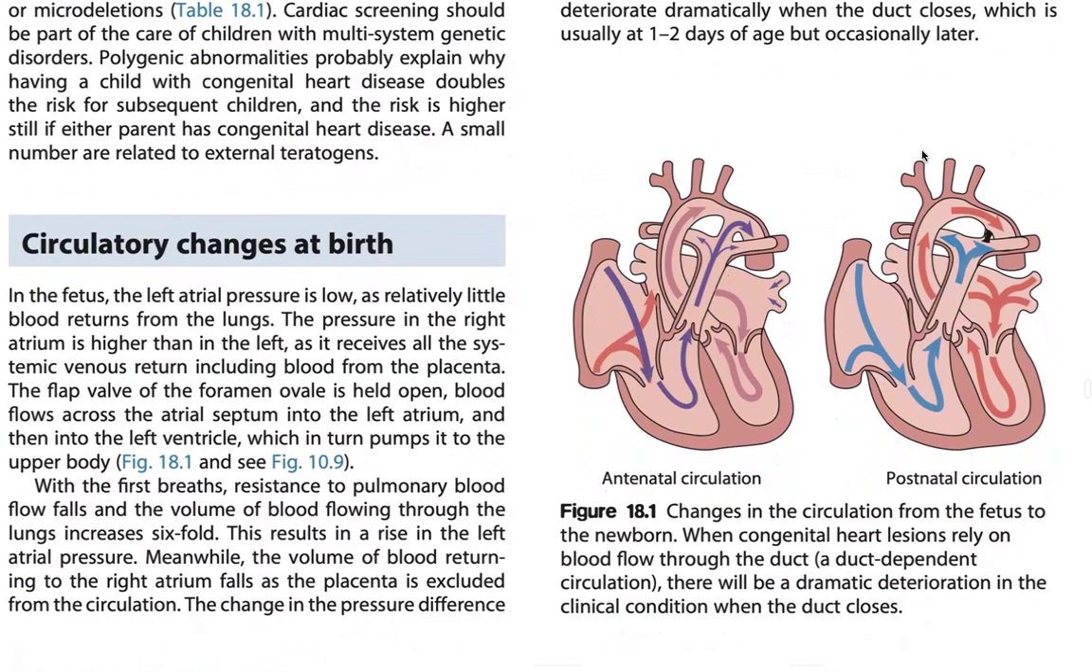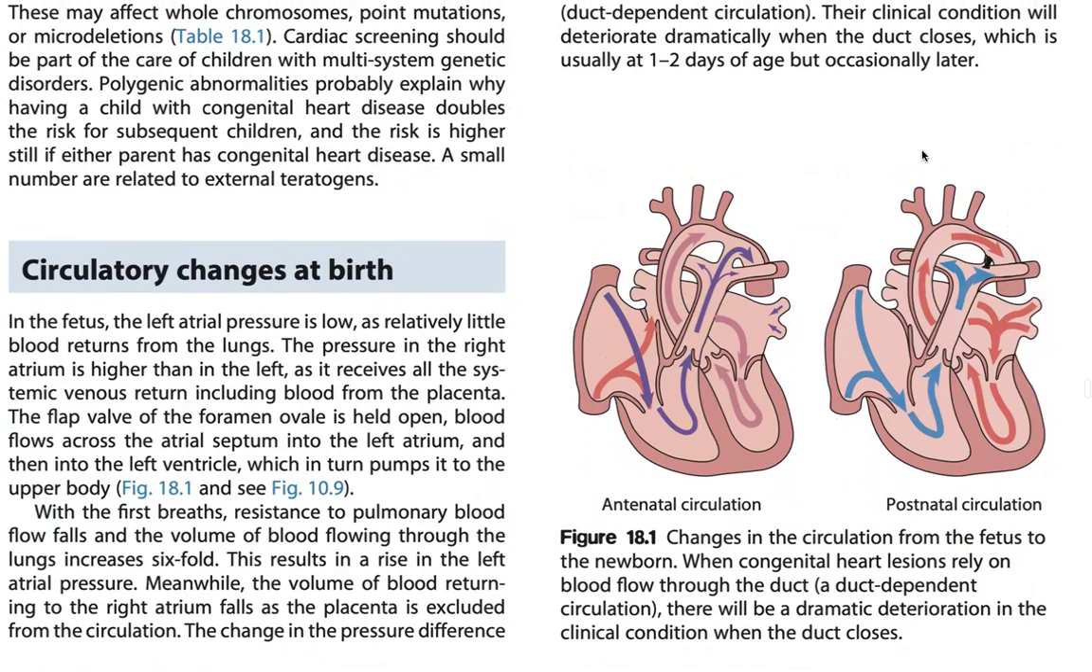Circulatory change of the fetus: the left atrial pressure is low as relatively little blood returns from the lungs. Pressure in the right atrium is higher than in the left as it receives all the systemic venous return and blood from the placenta. The flap valve of the foramen ovale is open, so blood flows across the atrial septum into the left atrium and then into the left ventricle, which in turn pumps it to the upper body. This is shown in the picture.